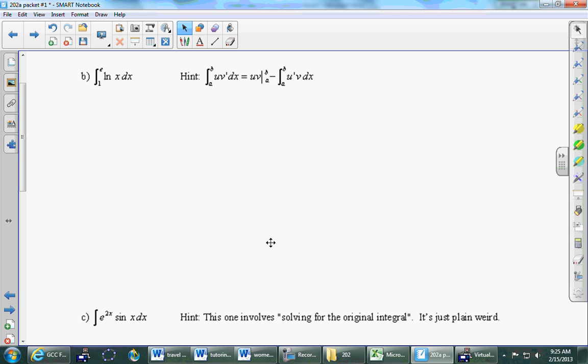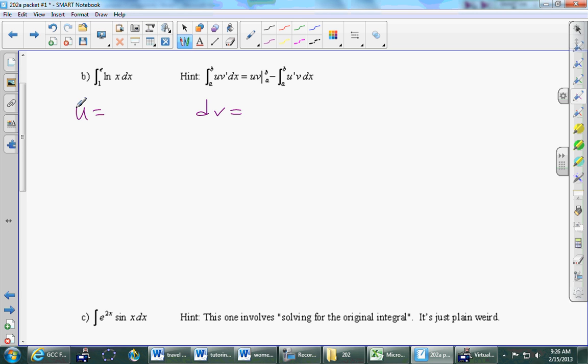All right, guess which technique is going to work here? Integration by parts. Good guess. So we'll set our pieces up in exactly the same way every time, u and dv across the top row.